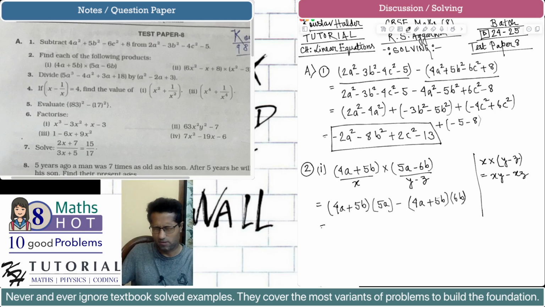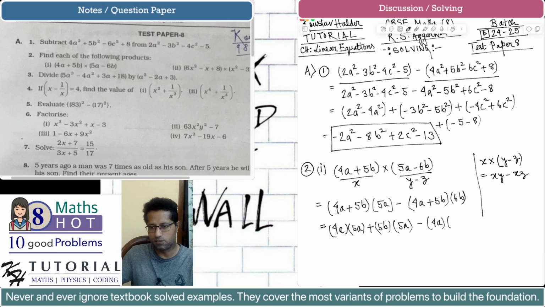Now as you can see, we again have a product of a monomial and a binomial, and again we have to apply the distributive law of multiplication over addition. So this becomes 4a multiplied by 5a plus 5b multiplied by 5a minus 4a multiplied by 6b minus 5b multiplied by 6b.